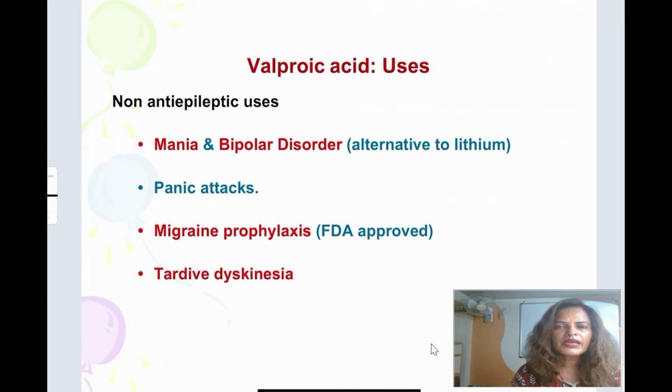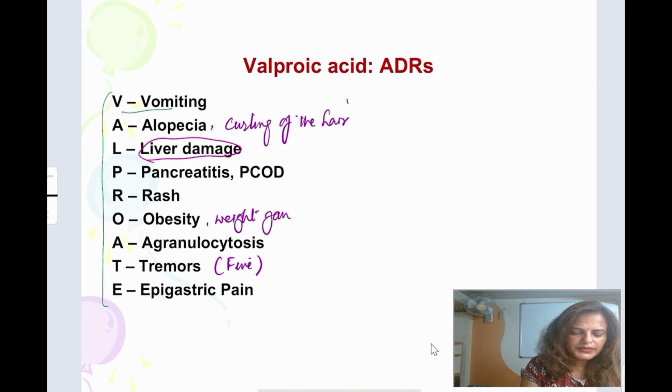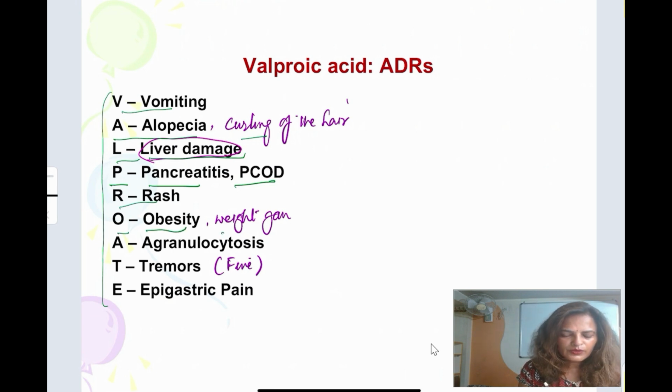So what are the non-epileptic uses? Mania, bipolar disorder, panic attack, migraine prophylaxis, and tardive dyskinesia. So you can remember the adverse effects of valproate by its spelling. V stands for vomiting, A for alopecia and curling of the hair, L for liver damage, there will be fulminant hepatitis, P for pancreatitis and PCOD, R for rash, O for obesity which leads to weight gain, A for agranulocytosis, and there are fine tremors, E for epigastric pain.